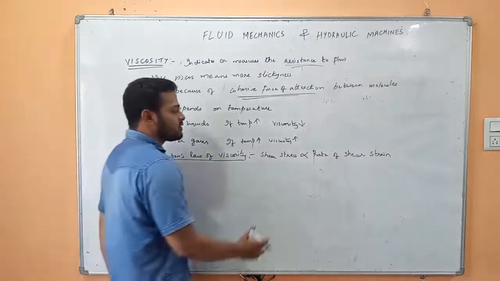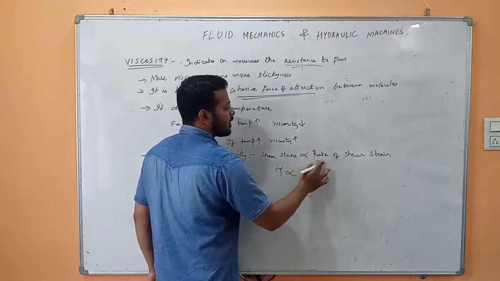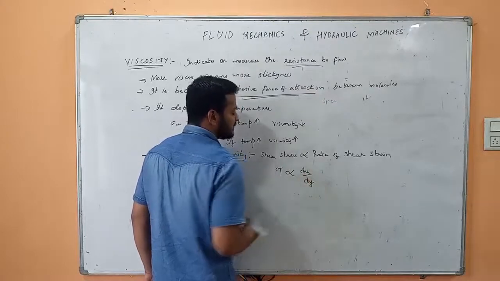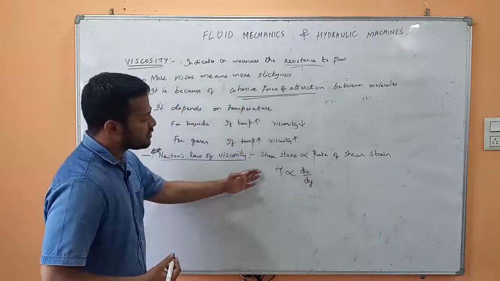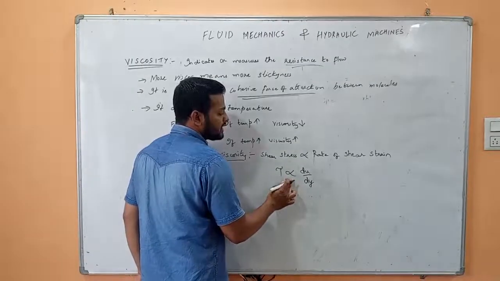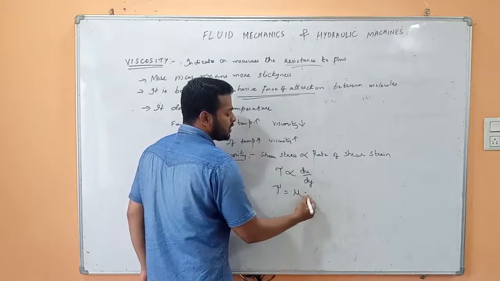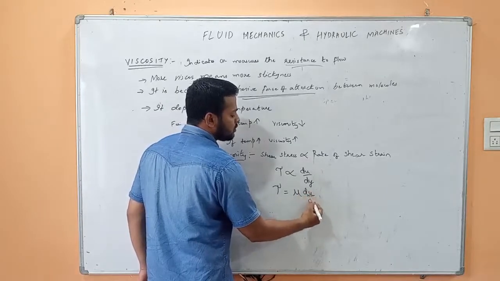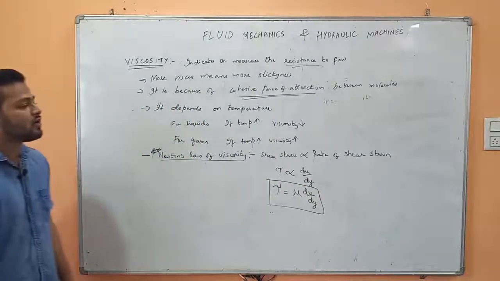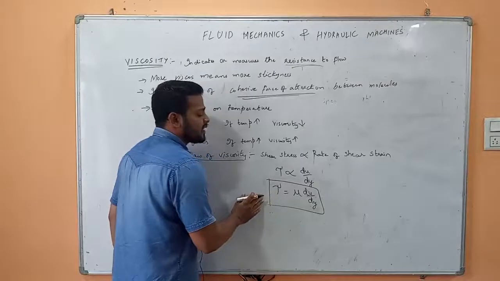We will denote shear stress with the symbol tau, and rate of shear strain is the change of deformation with respect to displacement. This derivation is not important, you will have to remember the formula. If I remove the proportionality symbol, I will get a constant. In this case, the constant is mu. Tau is equal to mu into du by dy. This is called Newton's law of viscosity. This is very, very important. A number of times problems can also be asked on this.